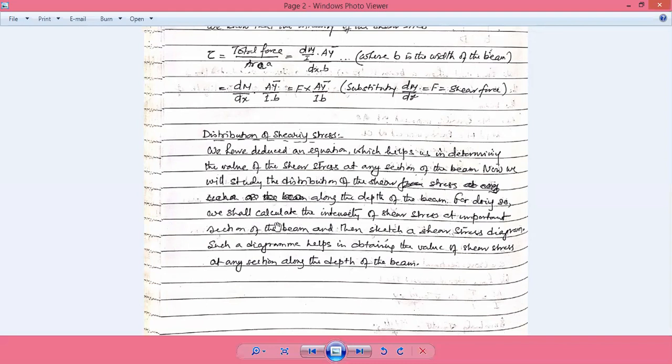For doing so, we should calculate the intensity of shear stress at important sections. So we have to find the shear stress at all the important sections of the beam, then sketch a shear stress diagram. Such a diagram helps to determine the value of shear stress at any section along the depth of the beam. So the next problem is to find the intensity of shear stress at the important sections of the beam, and then the shear stress diagram. Let us go through that.